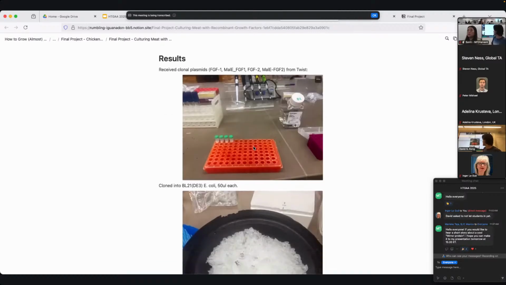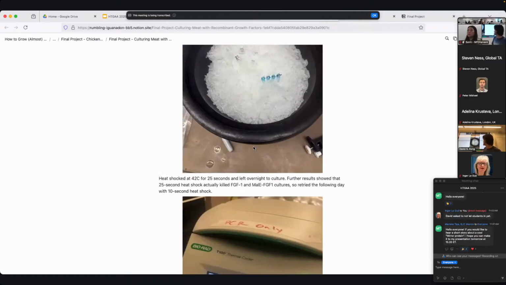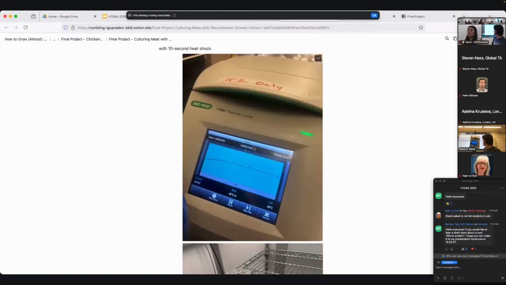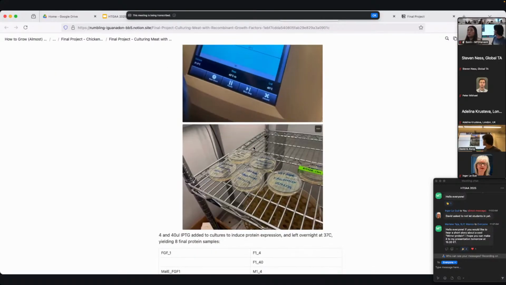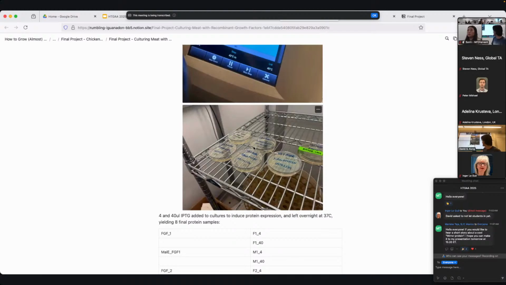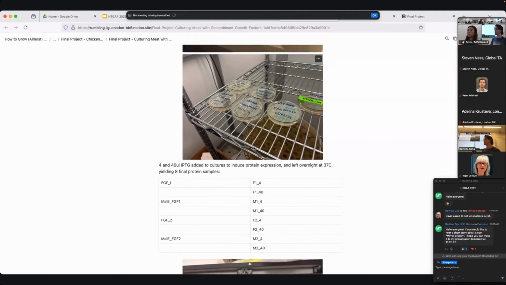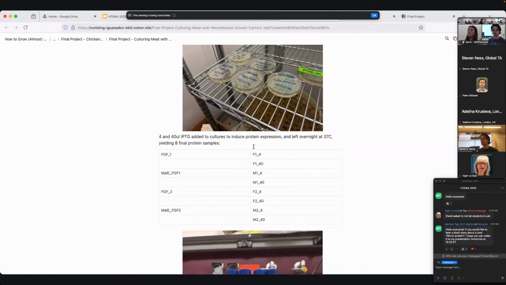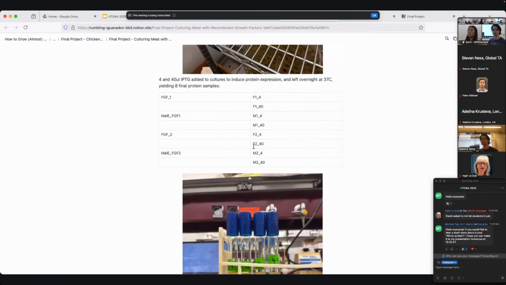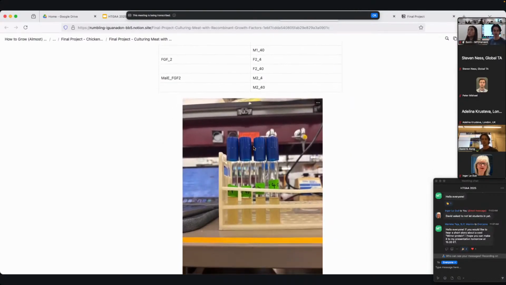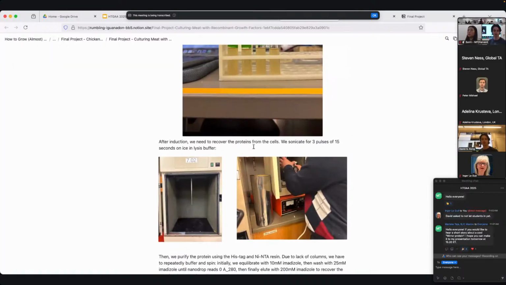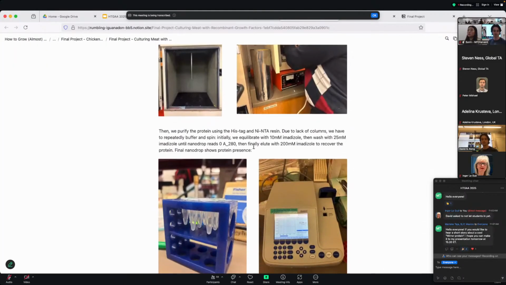So yeah, here's the cloned plasmids, the usual heat shock transformation into the E. coli, and then find out that you shocked them too long, try again. And yeah, we ended up with basically 8 proteins on various levels of IPTG added, which basically induces the E. coli to start producing the protein. So we had these 8 variants of FGF1 and FGF2. And then the goal is to get them out of the E. coli into a purified form. So we start with basically cell cultures, we lyse them with the sonicator, and then purify them.